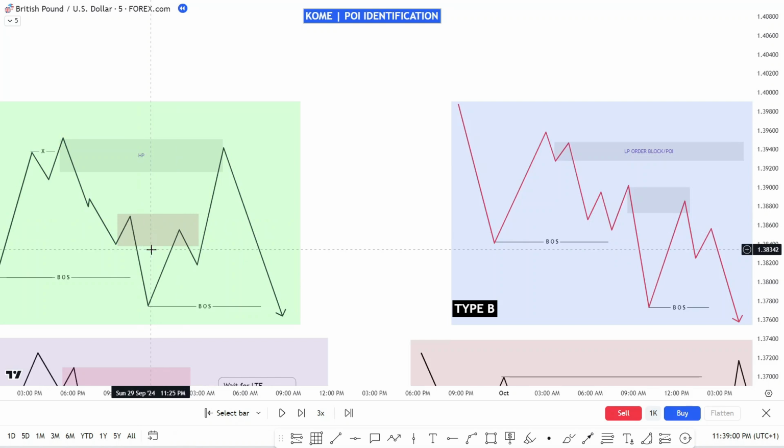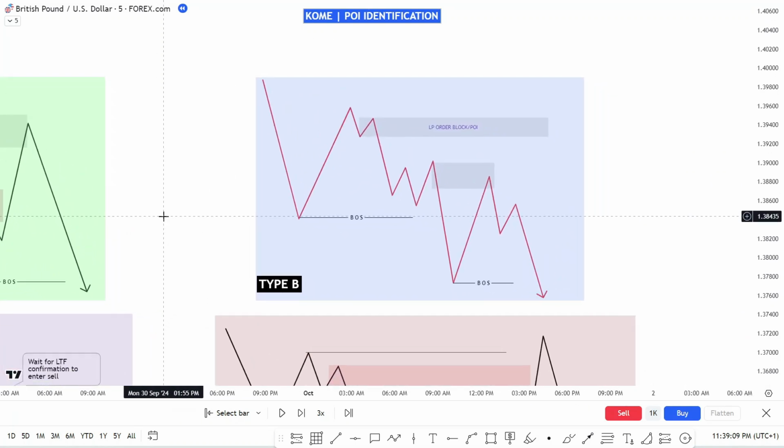So if you are not able to identify liquidity in the market, most likely you are going to become the liquidity. That's a fact. So on this particular diagram, as you can see, this is where you really need to pay attention.